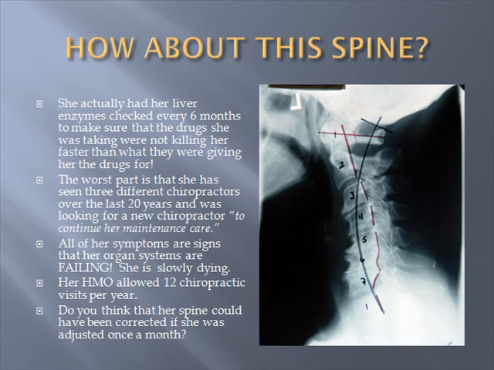Now, based upon the x-rays and the previous slides that we went through, from the various ages from 10 years old up through 58, do you think that Diane's spine could have been corrected if she was adjusted just once a month, based upon what the HMO allowed chiropractic visits per year were? Of course not.